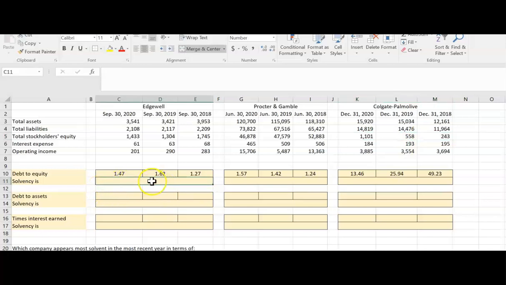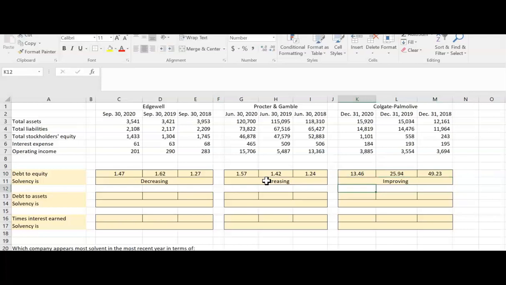So what would we say about Edgewell's debt to equity, or what would we say about solvency? Over the 3 years, it went from 1.27 to 1.47. So we would say that the company's solvency is decreasing or deteriorating over time. About Procter & Gamble, their debt to equity ratio went from 1.24 to 1.57. So I would say the same. It's either decreasing or deteriorating. And Colgate-Palmolive, their debt to equity ratio was 49.23, and it fell consistently each year down to 13.46.